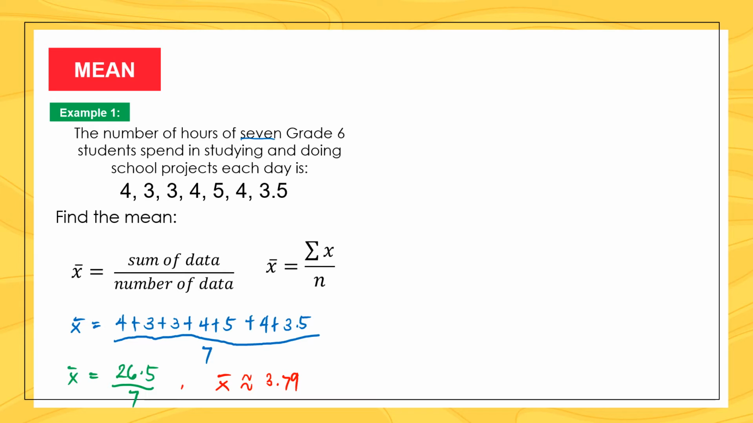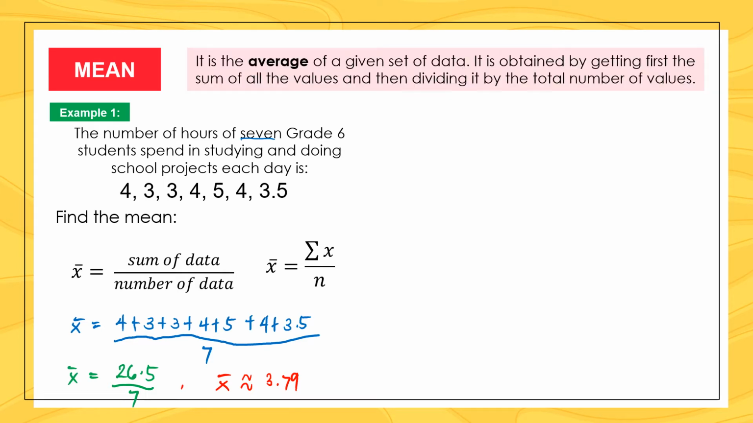So when you say mean, it is the average of a given set of data. Again, the average of a given set of data. It is obtained by getting first the sum of all the values, just like what we did here, and then dividing it by the total number of values.